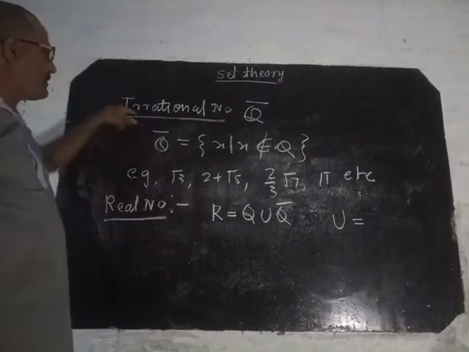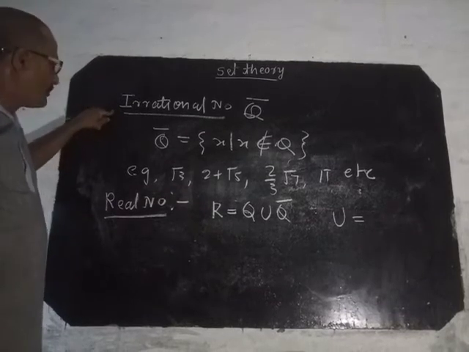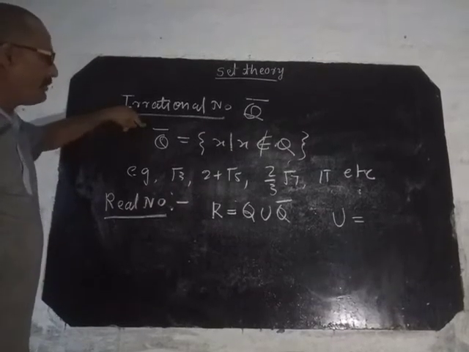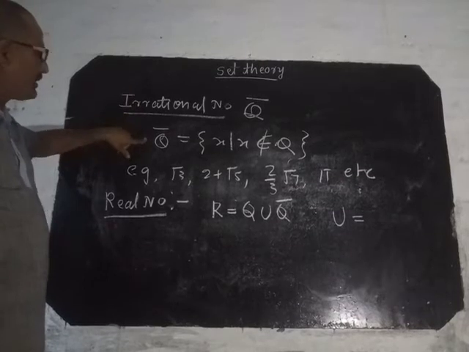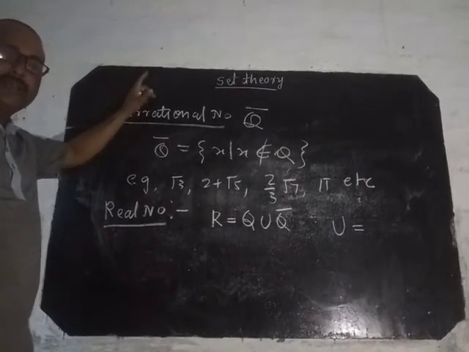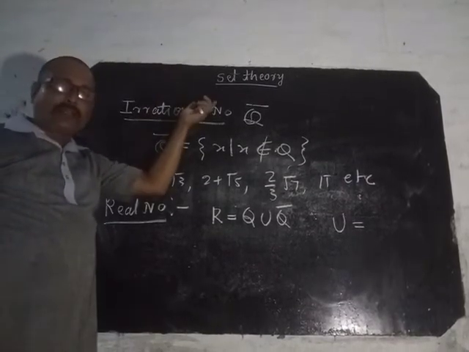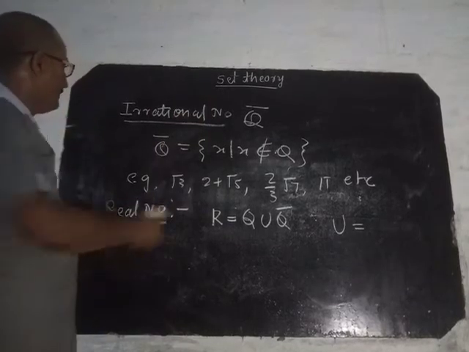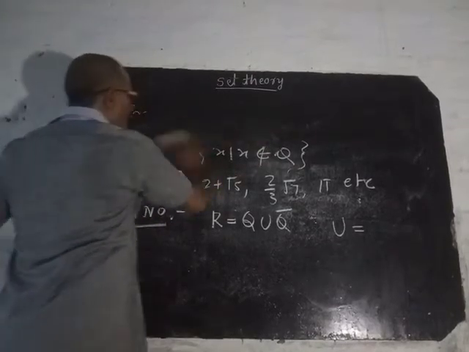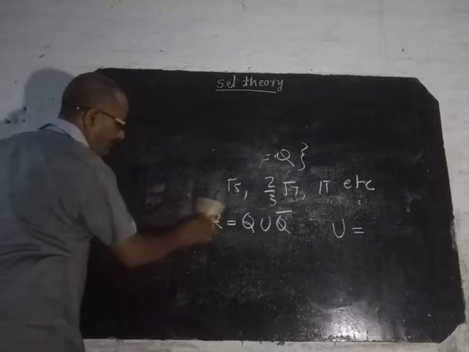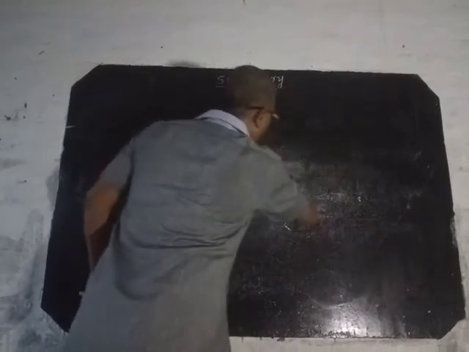In this chapter, set theory, I will use these terms: rational symbol, irrational symbol, rational, whole number, integer, natural number, and so on. Now I am going to give some questions for you.